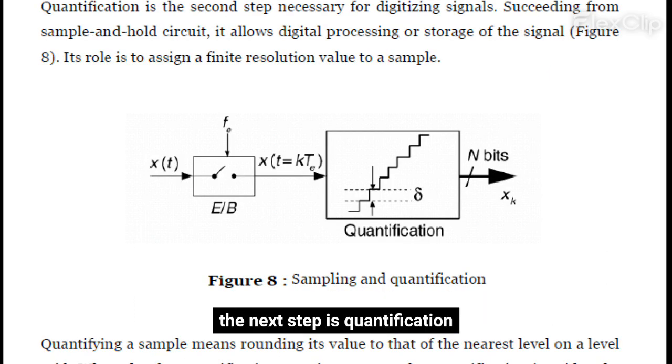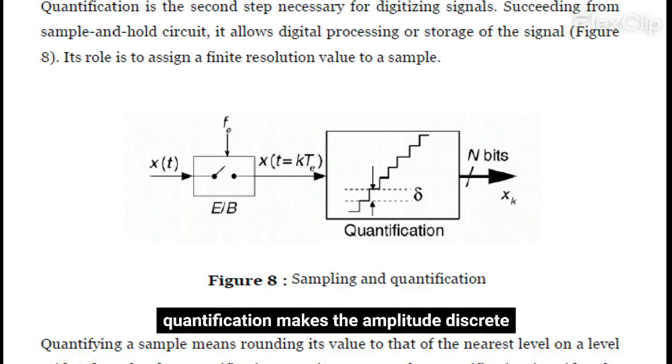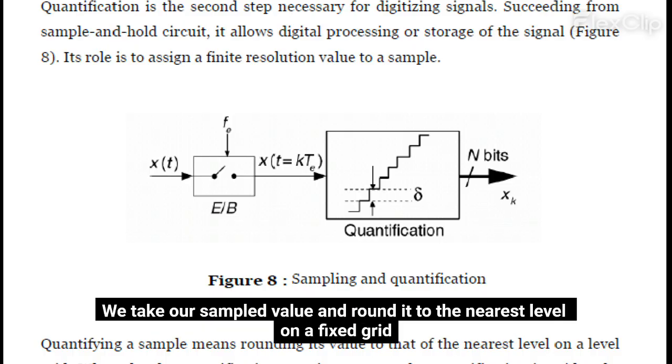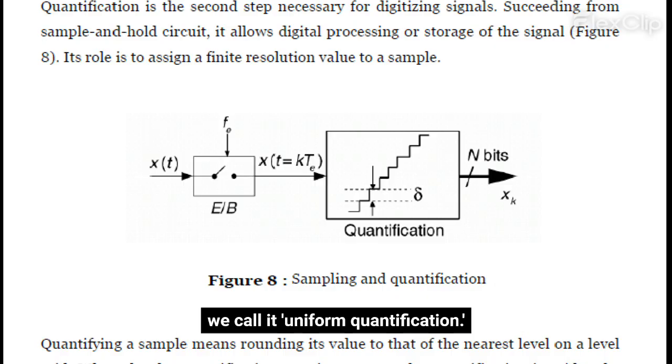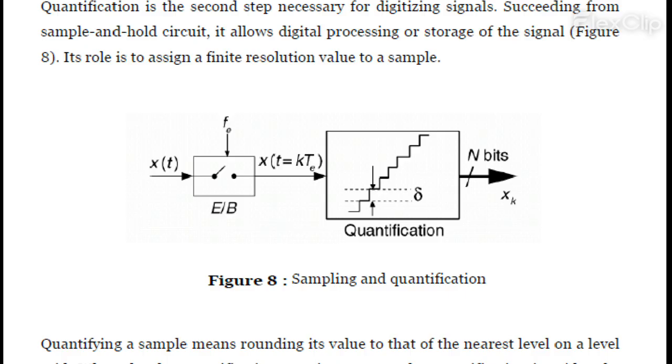After sampling, the next step is quantification. While sampling makes time discrete, quantification makes the amplitude discrete. We take our sampled value and round it to the nearest level on a fixed grid. If the spacing between these levels is constant, we call it uniform quantification. Essentially, we are mapping an infinite range of possible voltages onto a finite set of digital codes.